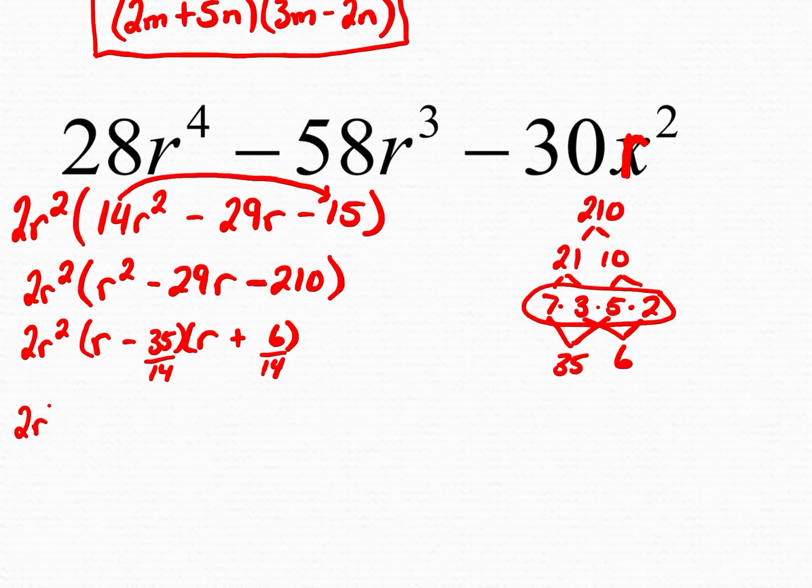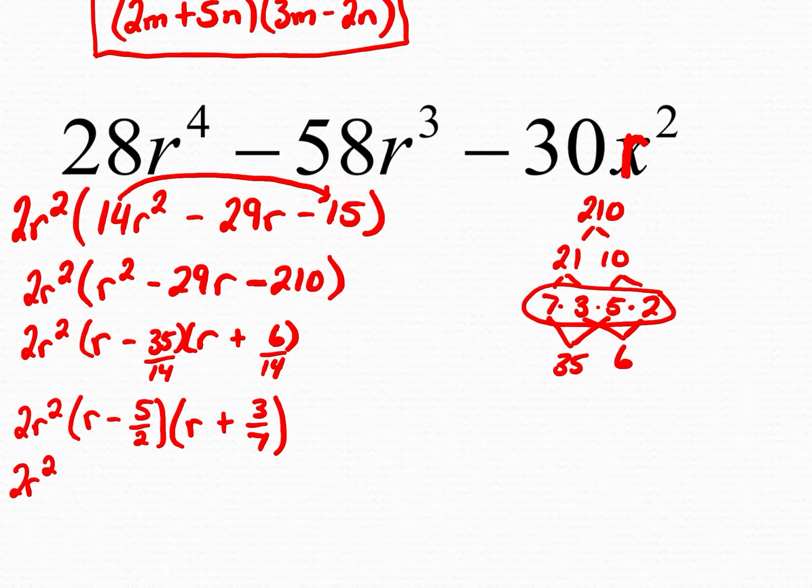And so, again, we'll bring down the 2r squared. The 35 over 14, 7 goes into both of those. We get 5 over 2. And then the 6 over 14, 2 goes into each of those. We get 3 over 7. And then we're ready to move our denominators up. So the 2 gets moved up and the 7 gets moved up. And we get 2r minus 5 times 7r plus 3.